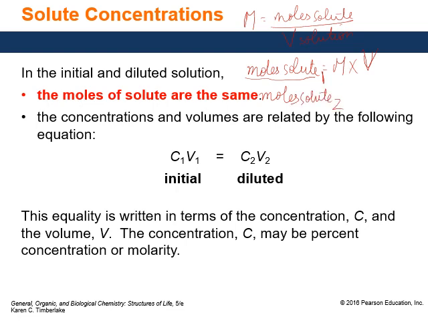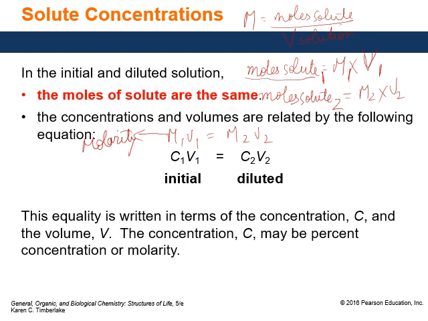Moles of solute 1 would be molarity of 1 times the volume of 1. Moles of solute 2 are going to be molarity of 2 times volume of 2. And we know that moles of 1 equals moles of 2. So you can simply write M1V1 equals M2V2. Right? And that's exactly what this equation is. When you write a capital M, we are talking about molarity.